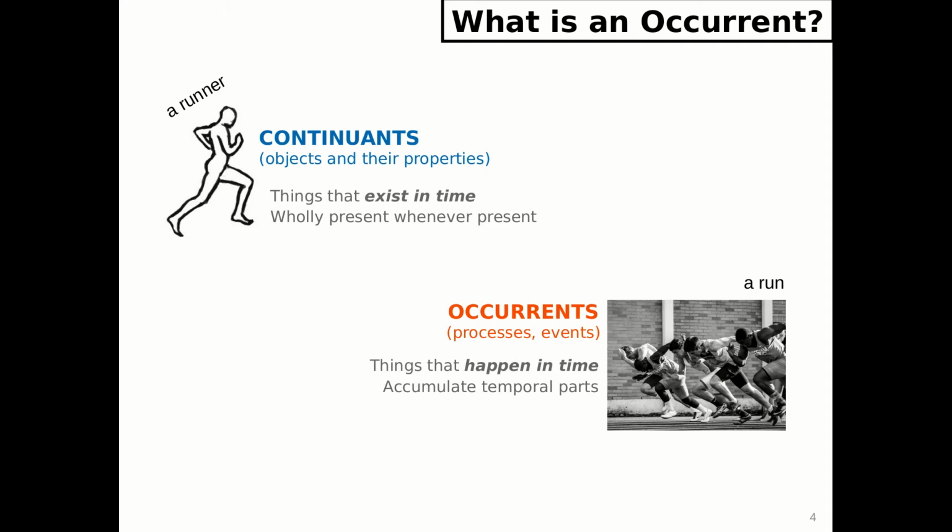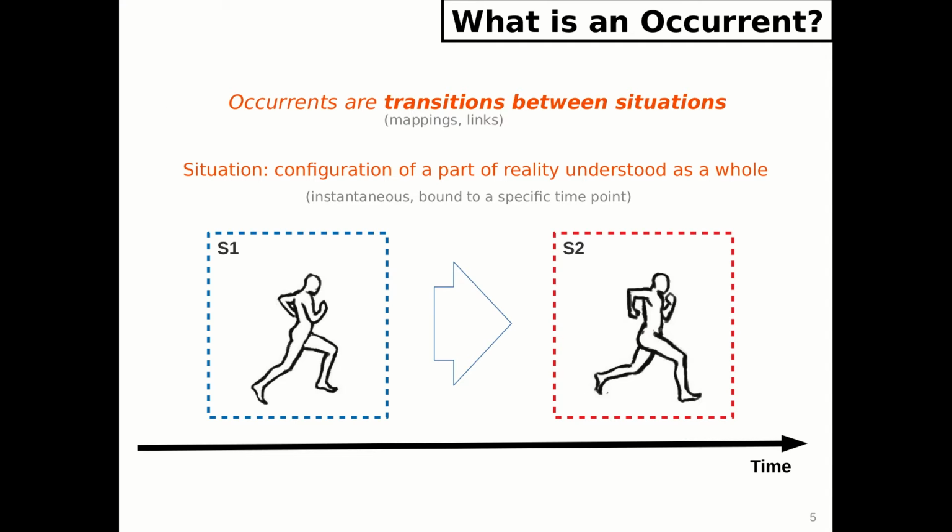it. A further view on occurrence regards them as transitions between situations. And a situation in this case is a configuration of a part of a reality that's understood as a whole. Situations are instantaneous and bound to specific time points. For example, here we have an event of taking a step. That's a transition between an initial situation in which a person is going to touch the ground with one foot and a final situation in which the same person is touching the ground with the other foot after a bodily movement.